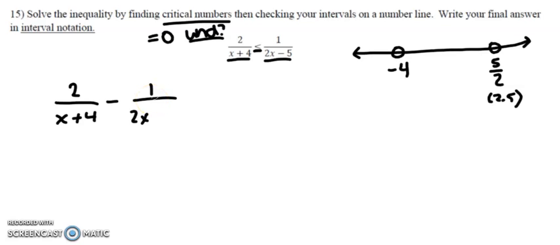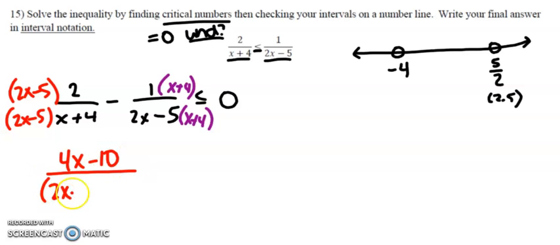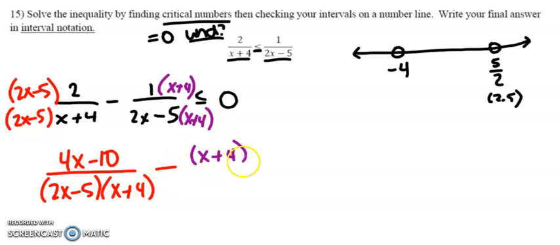2x minus 5 less than or equal to 0. Next thing then is I need to find that common denominator. This fraction needs 2x minus 5, while this fraction needs x plus 4. So this one I'm going to get 4x minus 10 over 2x minus 5, x plus 4. Minus this fraction, I'm going to get x plus 4 over 2x minus 5, x plus 4, and we are still making a comparison to 0.